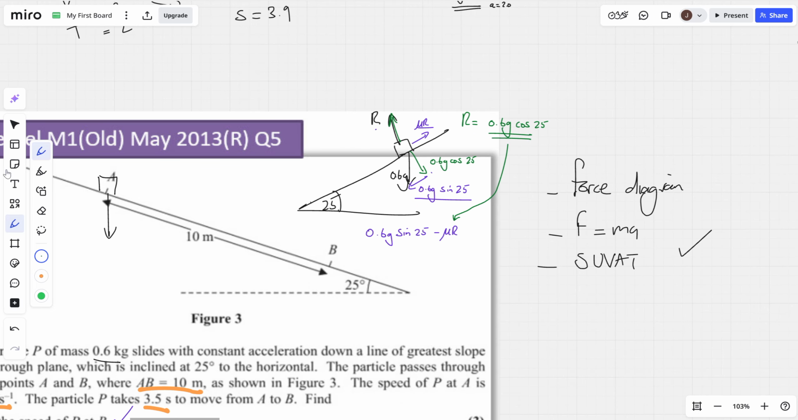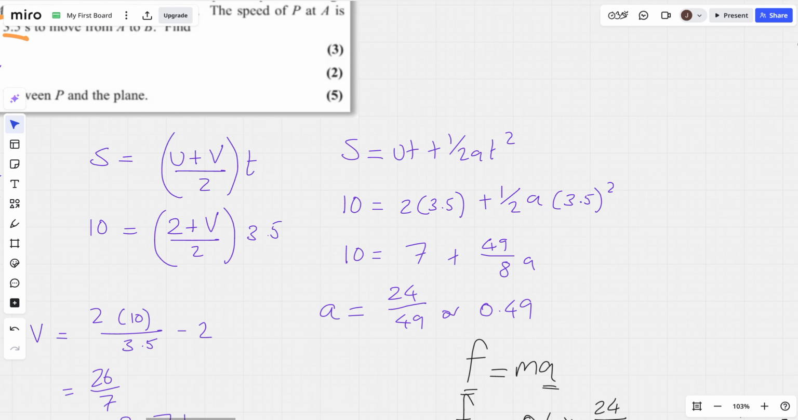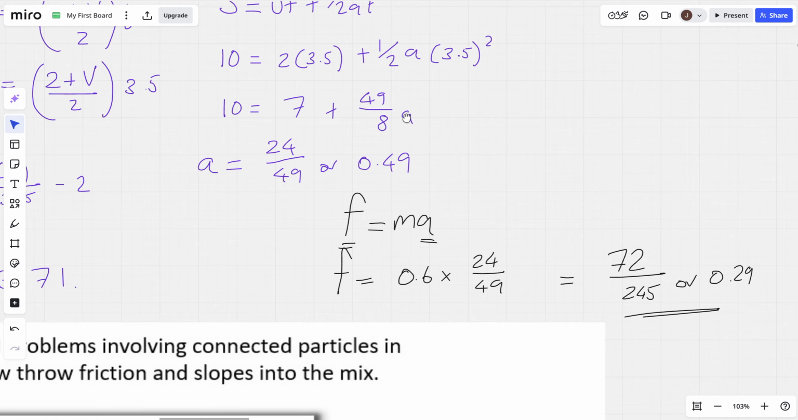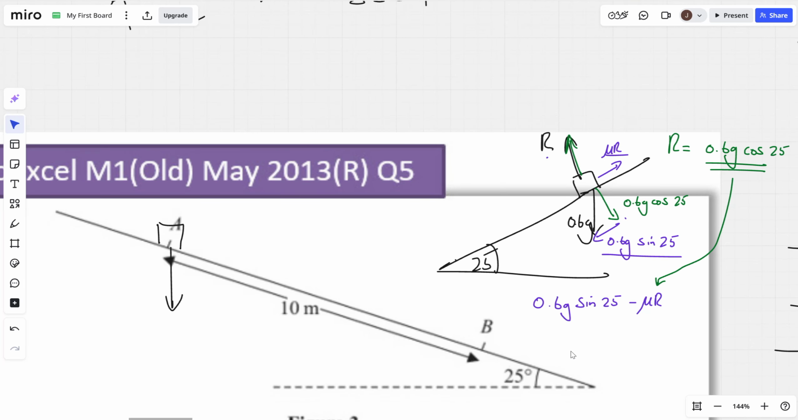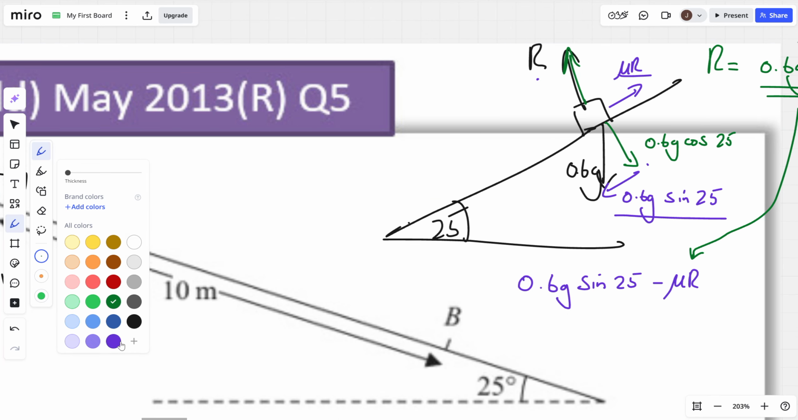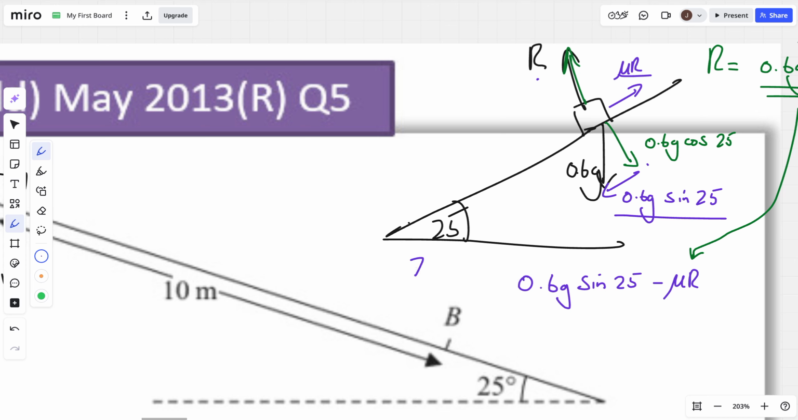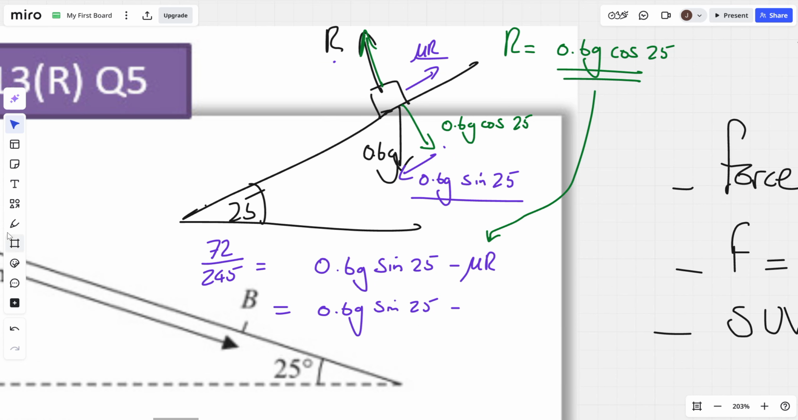In fact, shall I write that down? What was that? 72 over 245. We know that that's equal to that, 72 over 245. And we know that it's not just that bit there. We can sub in our value. We can sub that in and we can say mu times 0.6 g cos 25.